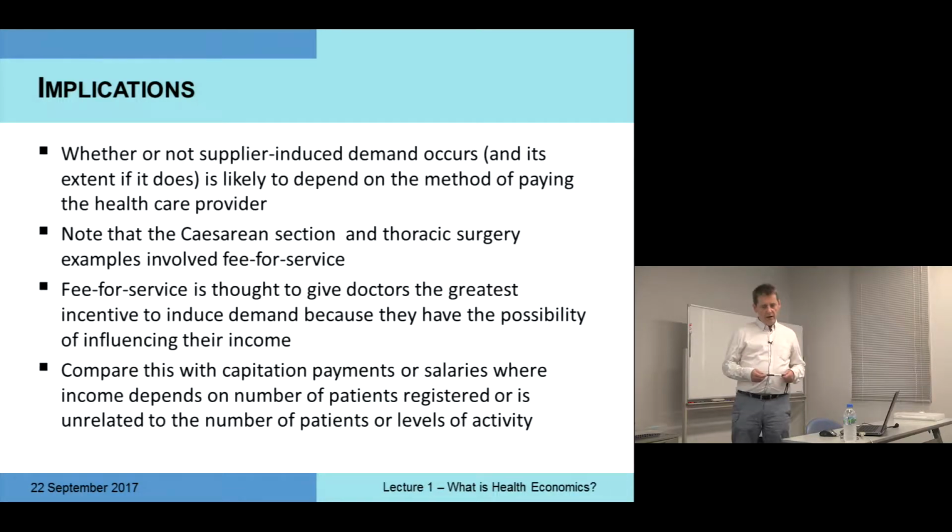Now, I'm not asserting this happens, and it happens everywhere. I'm just saying this possibility has been recognised, and I've given you 2 examples of studies which suggest some evidence that there may be supplier inducement. Whether or not the supplier inducement is quite likely to be related to how we pay healthcare providers.